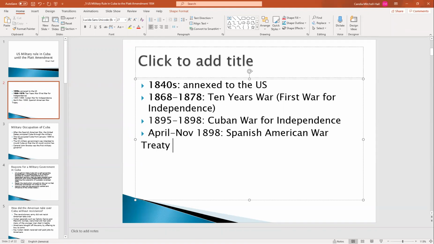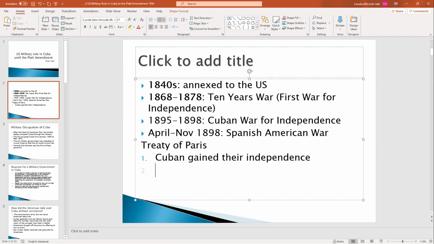Very good. The Treaty of Paris. And what was included in that treaty? The Treaty of Paris stated that Cuba not only gained its independence. The first part of the treaty said that the Cubans gained their independence. And then after?